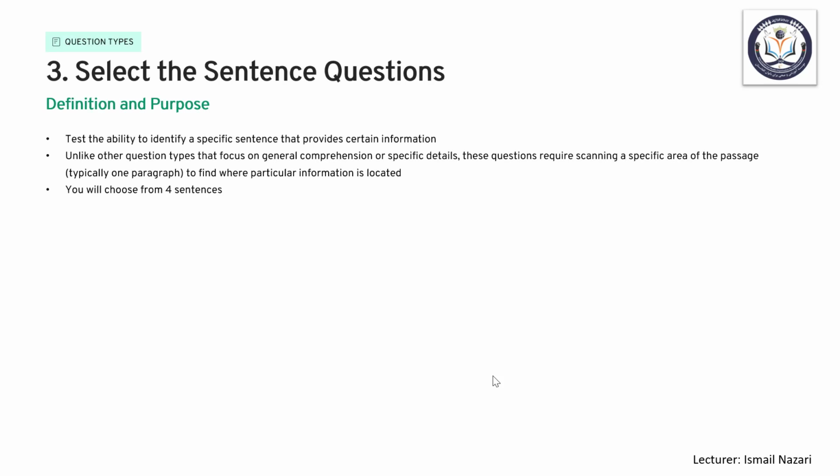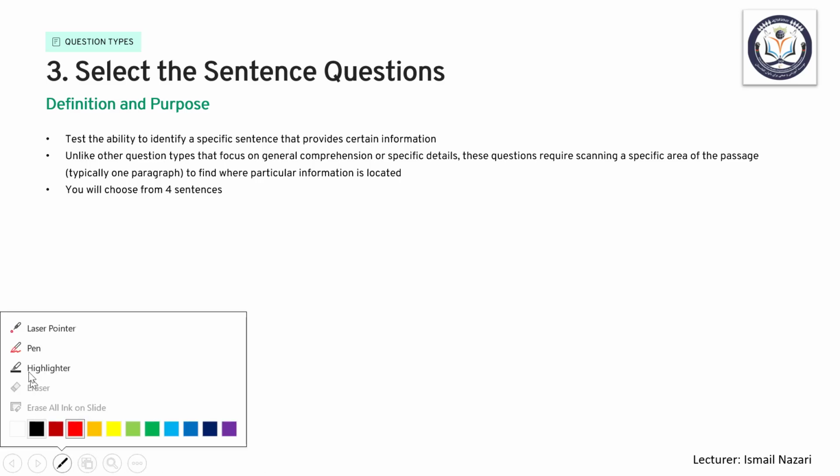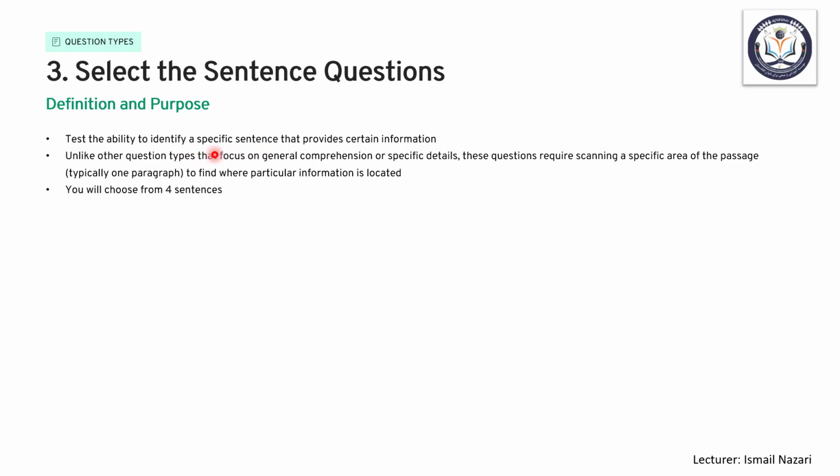The next type of question is the select the sentence question, which is another important question type in the TOEFL reading section. So first of all, what is a select the sentence question? In order to know what it is, we will look at a sample one later. But right now, to define it very simply, we can say that a select the sentence question tests our ability to find the specific sentence that provides a certain piece of information.